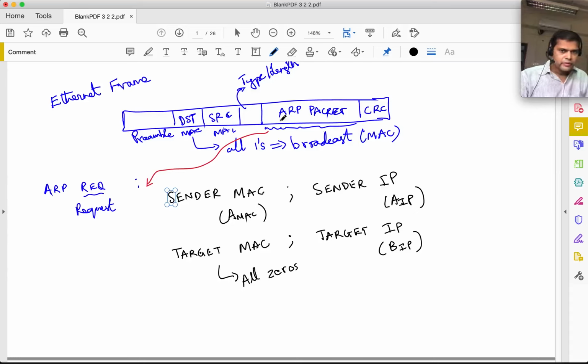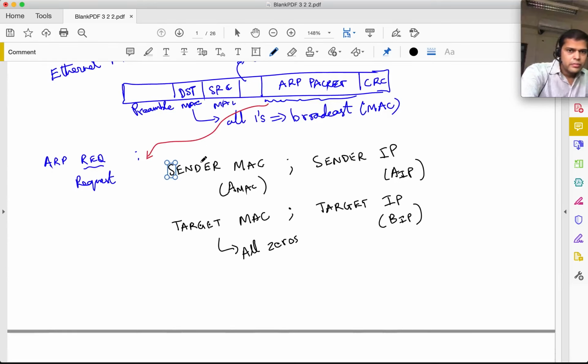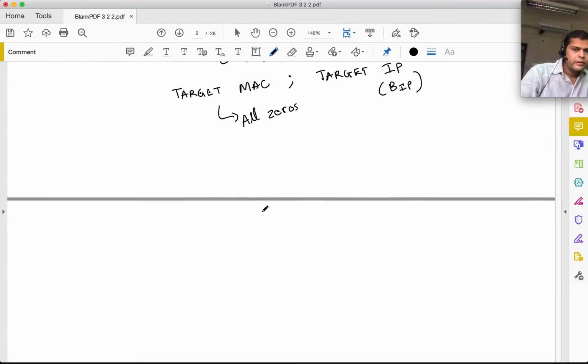Okay, so everybody is going to receive this frame because of the broadcast nature of it. Everyone is going to look into this ARP packet, and they will look at the target IP, and B will see that the packet is meant for it. Other people will just ignore it because their IP addresses don't match with this. So what does B reply?